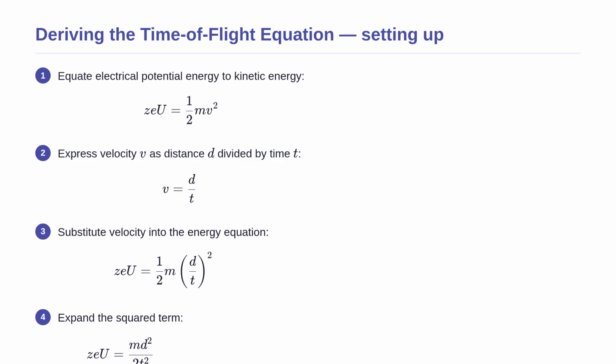Since we cannot easily measure the velocity v directly, we express velocity as the fixed distance d divided by the travel time t. By substituting this into our energy equation, we link the physical energy of the system directly to the time variable we want to measure. Expanding the squared term sets us up perfectly to isolate the time variable in the next step.